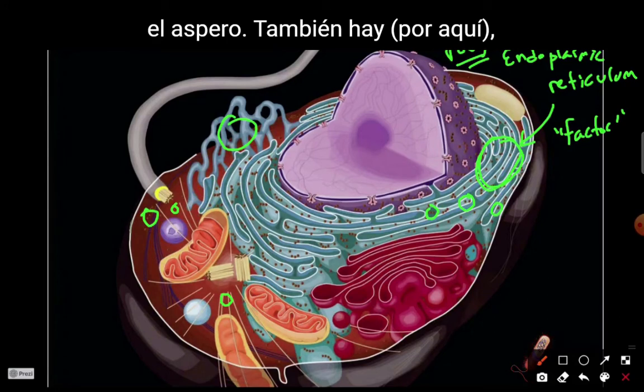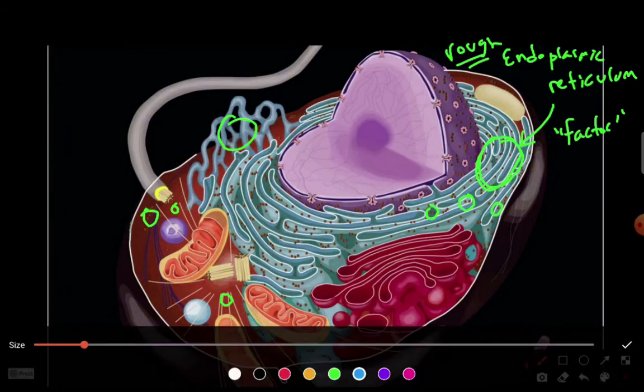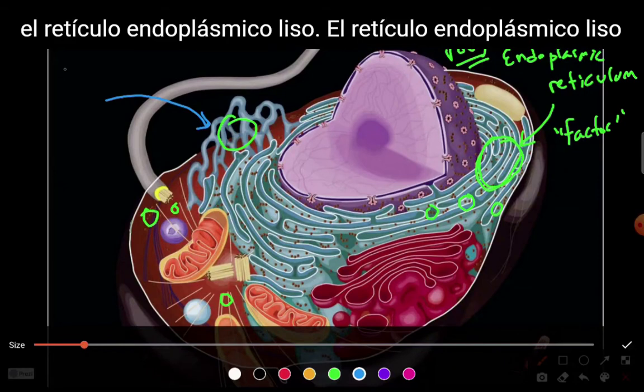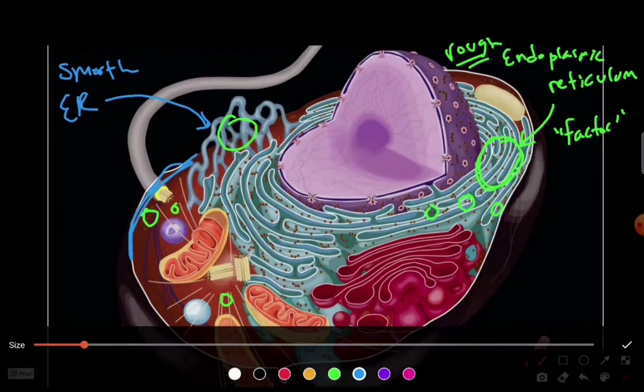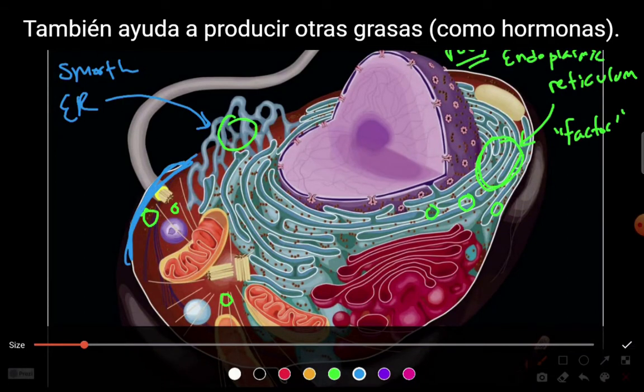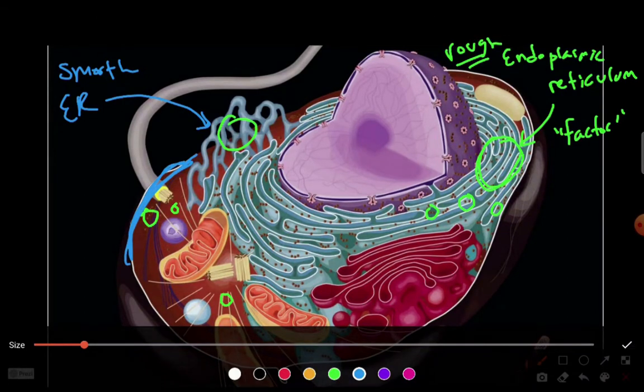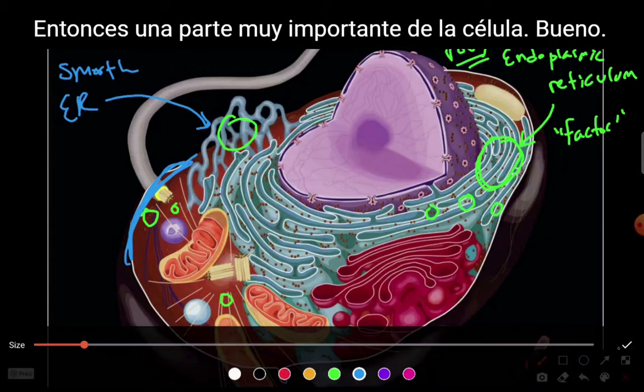There is also, over here, the smooth endoplasmic reticulum. The smooth endoplasmic reticulum is really good at making fats and lipids, and so it helps to build the cell membrane. It also helps to make other fats like hormones. So a very important part of the cell.